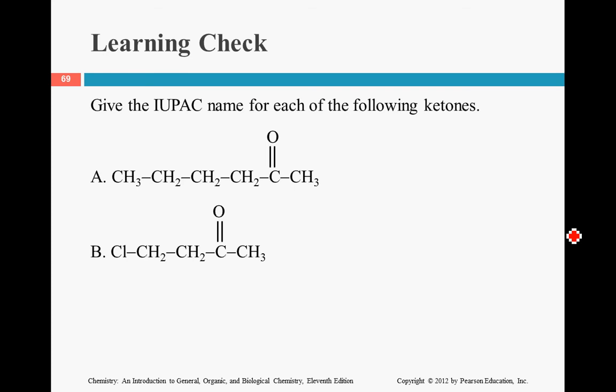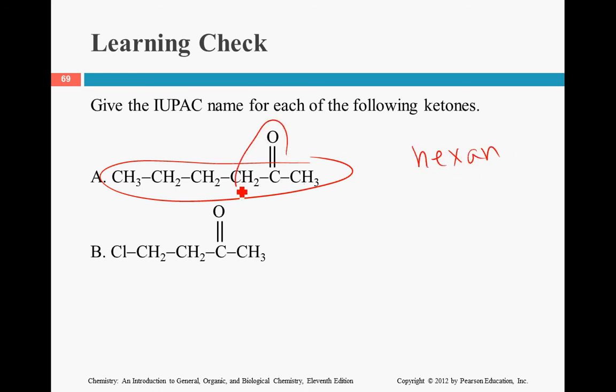Alright, so now we're naming these ketones. Find the longest chain. 1, 2, 3, 4, 5, 6. That's hexane. But because it's a ketone, it's hexanone. And we have to say where it is. It's on the second carbon. There are no other substituents here, so we're done.